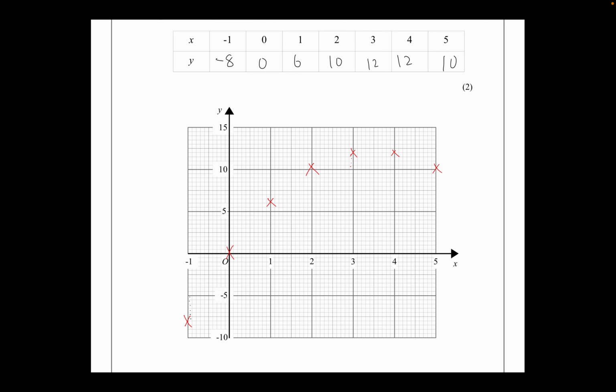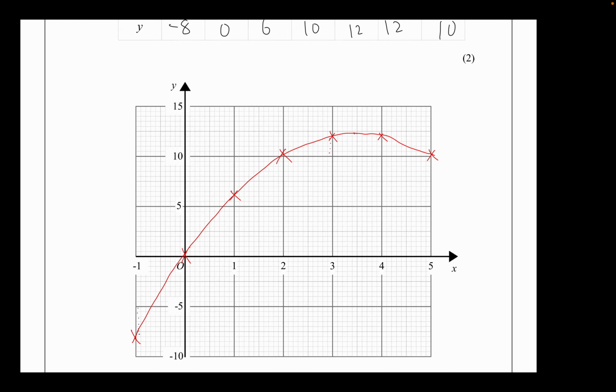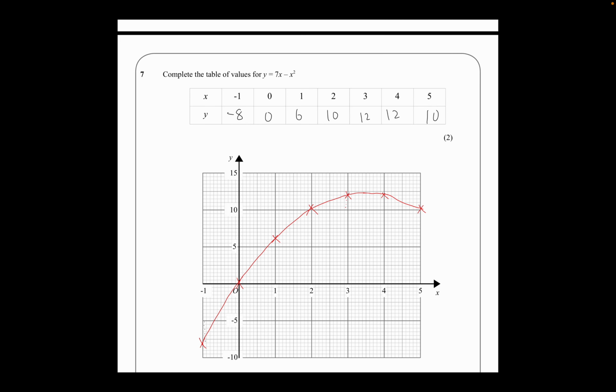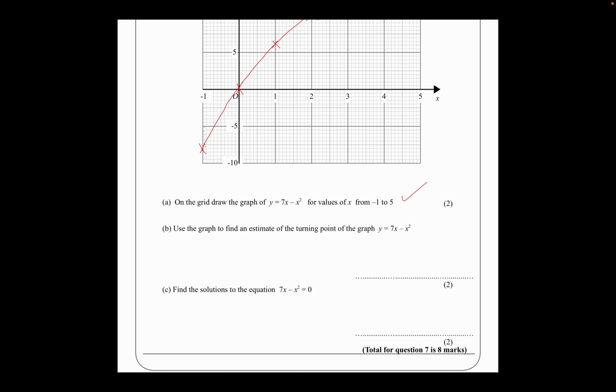Now this is a different shape, so you're just going to draw a smooth curved line connecting all the points like this. Remember, it should be very smooth and curved. Like this. And you're going to label the equation y equals 7x minus x squared on the graph you have drawn.